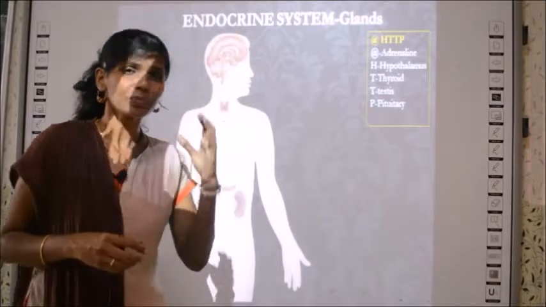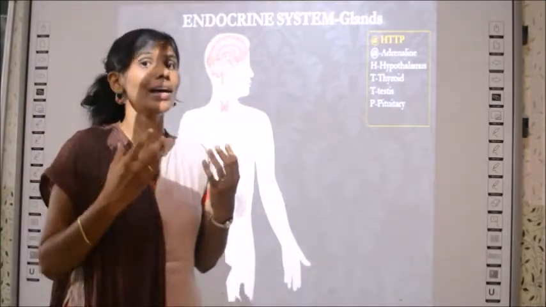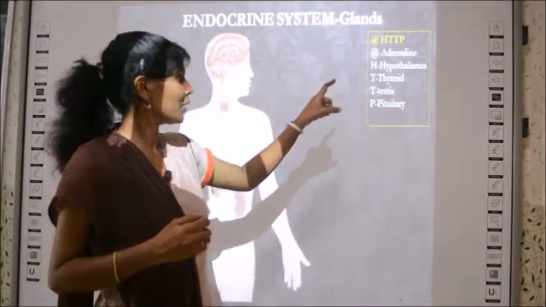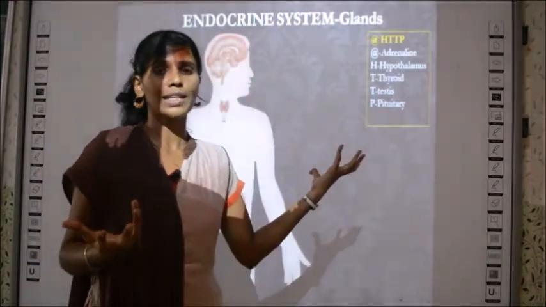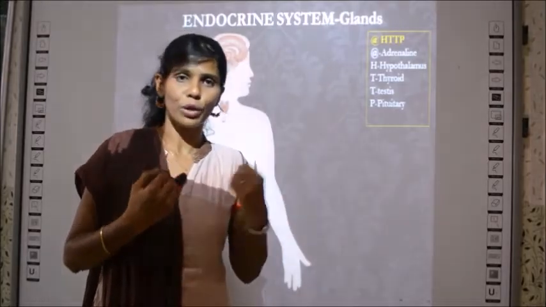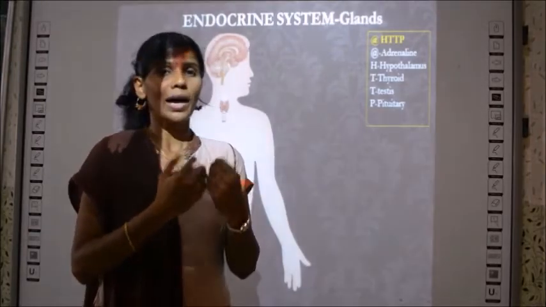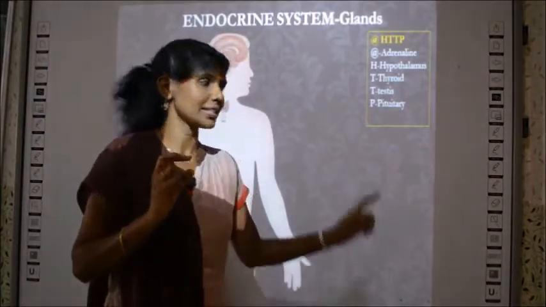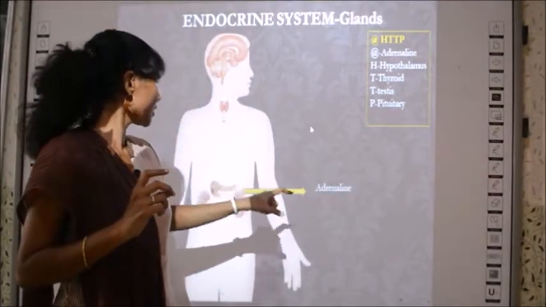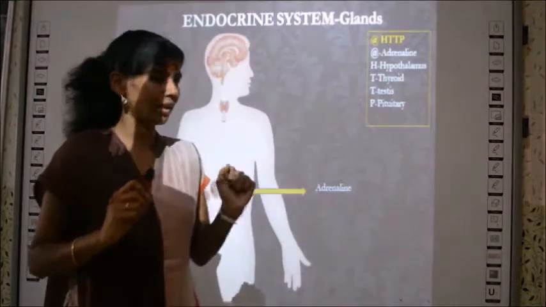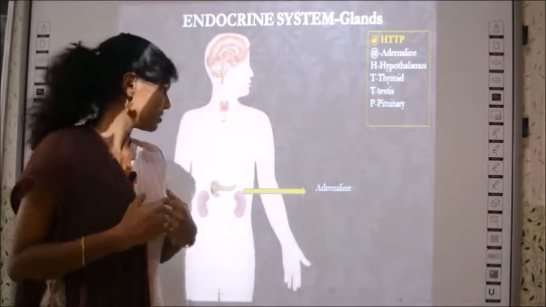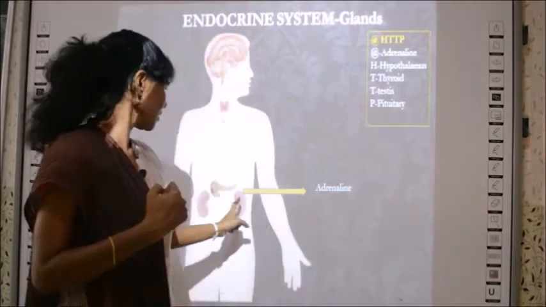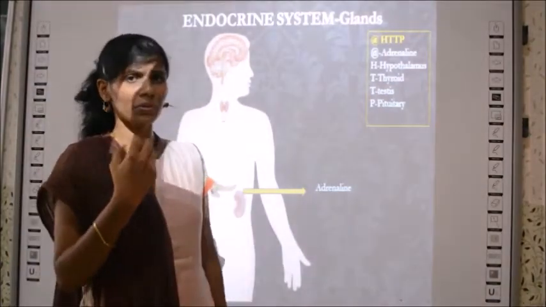So you are going to learn now where they are found in your body. There is a human body diagram given and you are going to learn where these glands are found. The endocrine system is full of glands and, at least for your level, you should know the location of these glands. So the first gland is A for adrenaline. This gland is just above the kidney. You can see, most of us know, right?